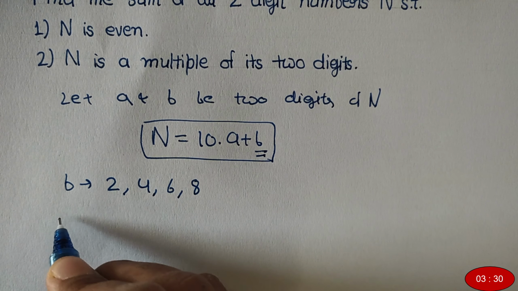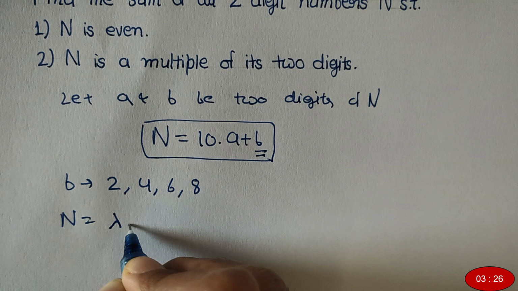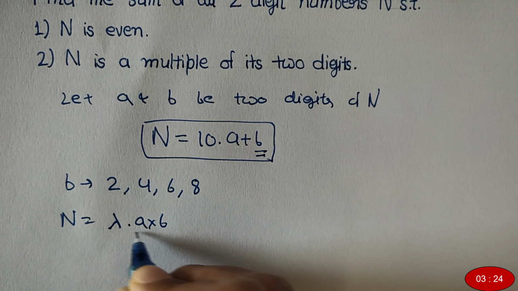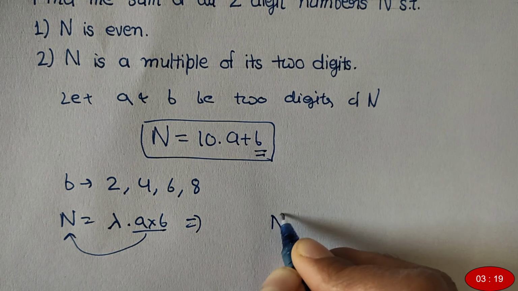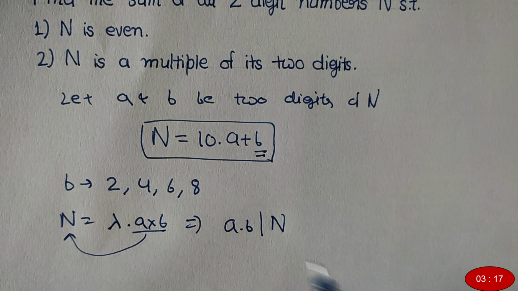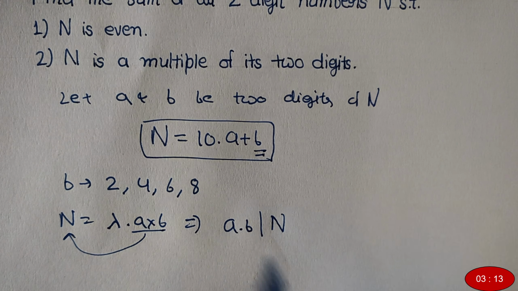Second condition: n is a multiple of its two digits. So say n is a multiple, lambda times A into B, meaning A times B is a factor of n. It implies that n must be divisible by A times B. Now we study each of these four cases of B.